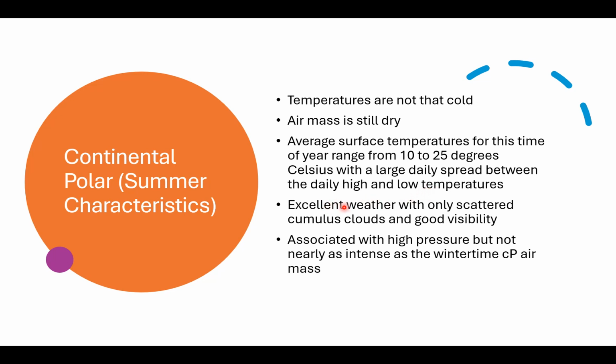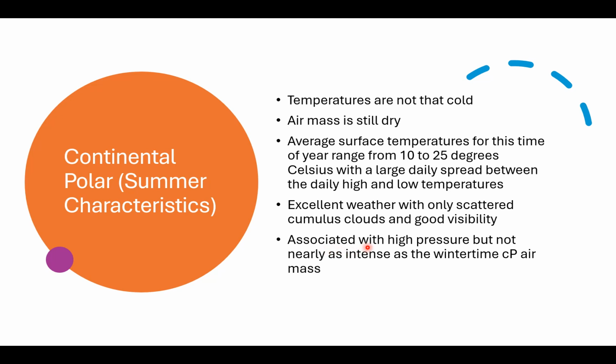Continental polar air mass in summer is going to produce excellent weather. Typically, you'll see fair weather cumulus clouds pop up and excellent visibility. This is a very dry air mass, so you're not going to get much in the way of precip. You're not going to have any kind of reduced visibility, and only during the heating of the day, you're going to see these scattered, flat-looking fair weather cumulus clouds.